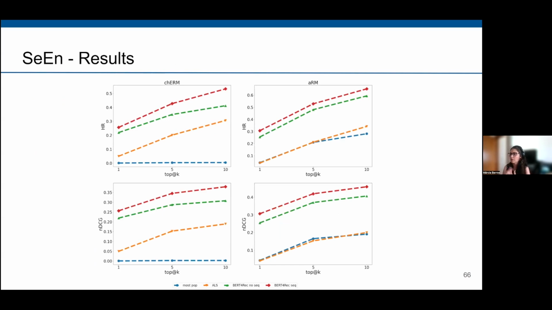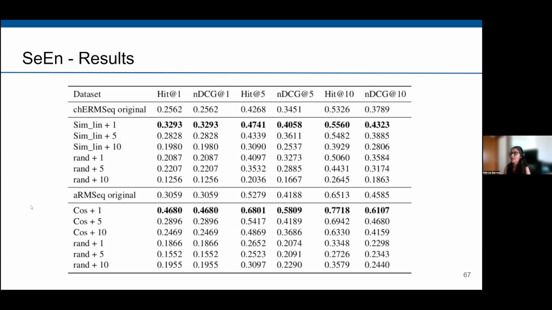Okay, so the first results using the sequence got us best results comparing with the non-sequence. And when we tested adding one more similar item to the original data set, we also improved the results for hit rate and DCG.